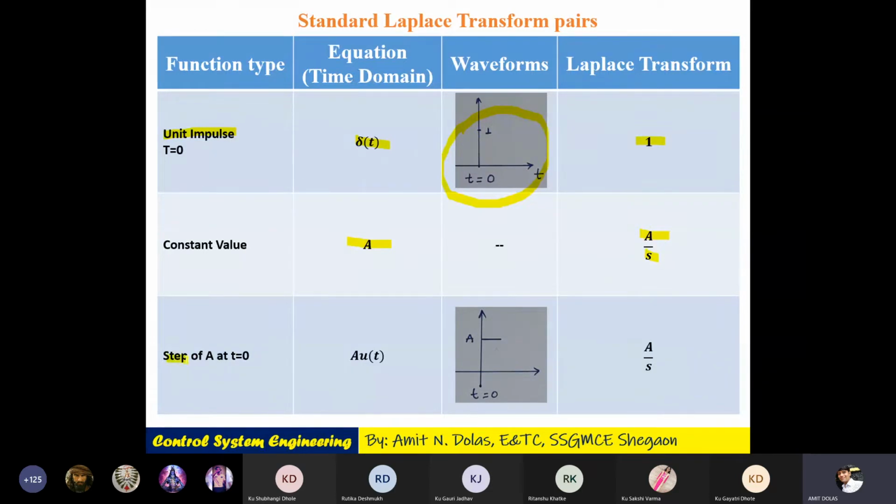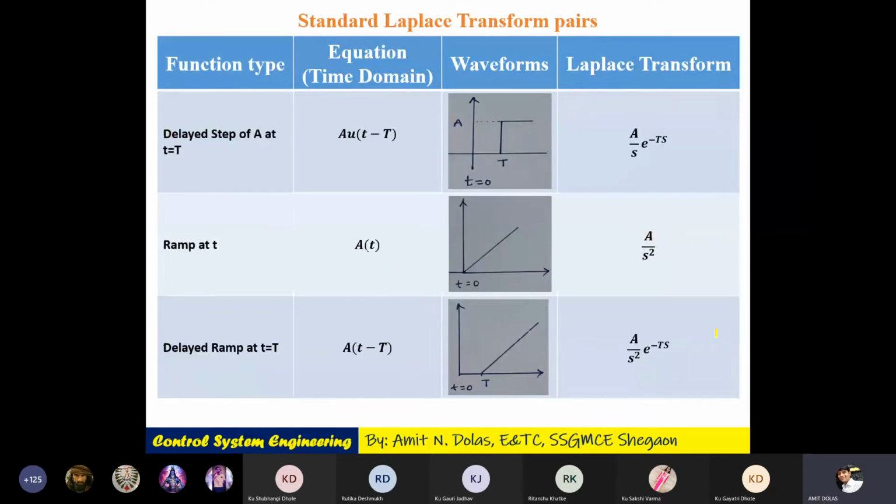Then step of a at t is equal to 0, that is a u of t is a step input. So this is the magnitude a step input. It will be a by s. Quickly, I will go through that. Putting into the definition, this has been calculated. Delayed step means what? a u of t था, अभी a u of t minus T है. ये जो signal यहाँ पे start हो रहा था 0 पे, it is started at T. So it is written that is a divided by s into e raised to power minus T s. This is the Laplace transform.